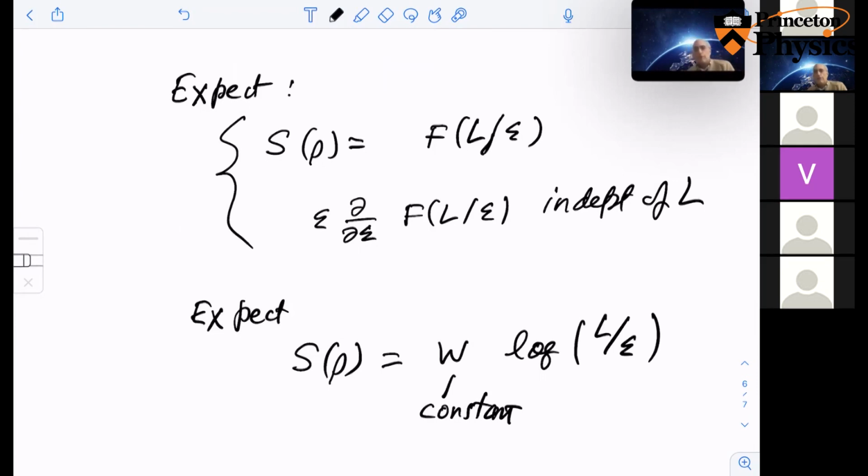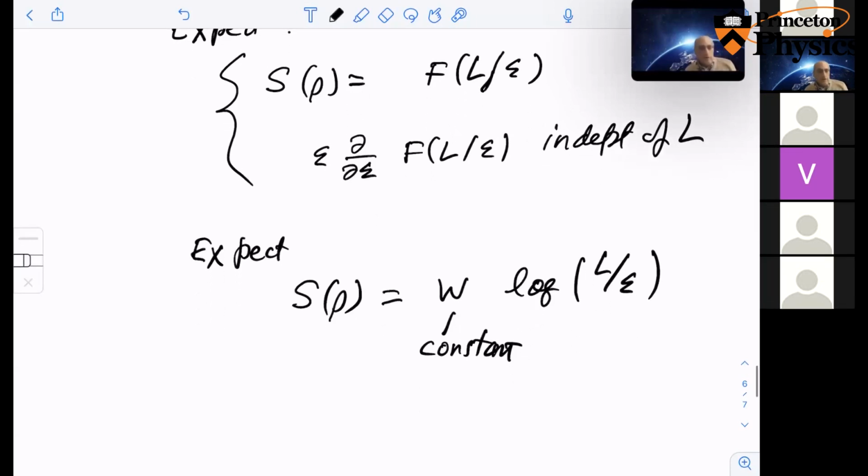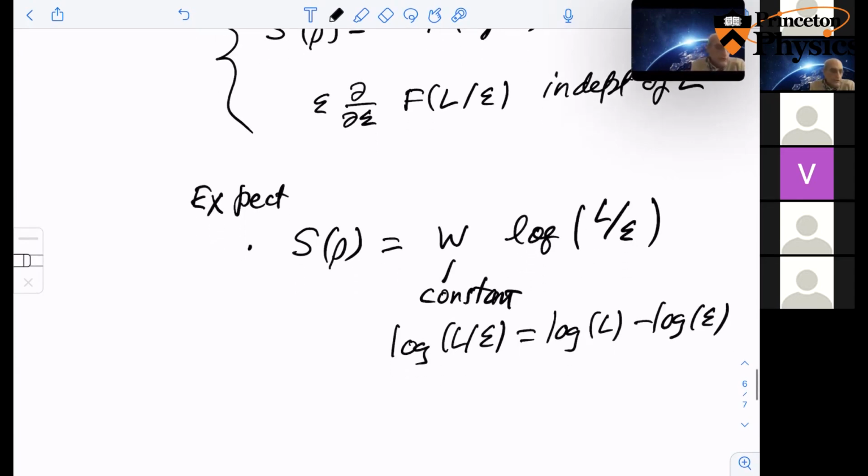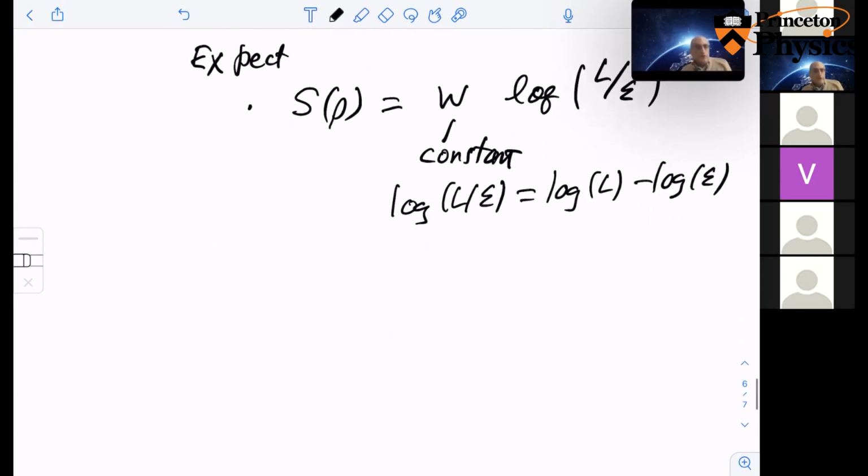A constant times the logarithm is the most general function of L over epsilon that only depends on L over epsilon and has the property that its derivative with respect to epsilon doesn't depend on L. In other words, the log is a function only of the ratio, but it's also a difference of a function of one variable and a function of the other. And it's the unique function of the ratio that is such a difference. So we're expecting this behavior, and that's the behavior that we'll find after a small analysis.